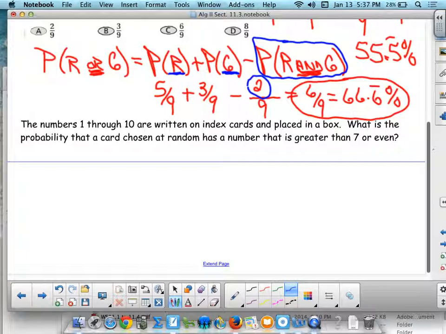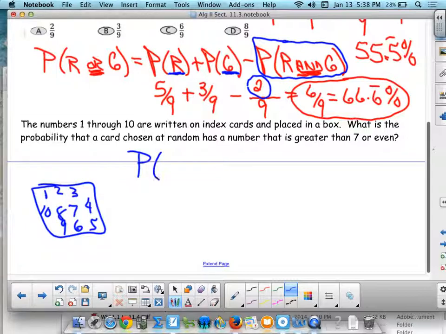Okay, last one. Here we go. Maybe you can shut me down now and just do it yourself and then turn me back on. All right, the numbers 1 through 10 are written on index cards and placed in a box. You've got numbers 1, 2, 3, 4, 5, 6, 7, 8, 9, 10, and they're in a box. What is the probability that a card chosen at random has a number that is greater than 7 or even?